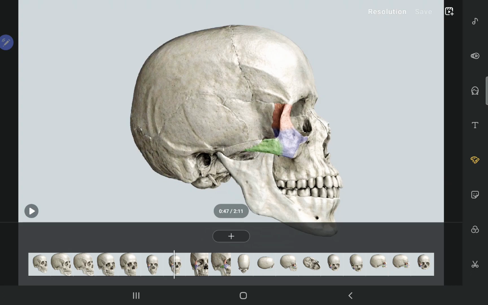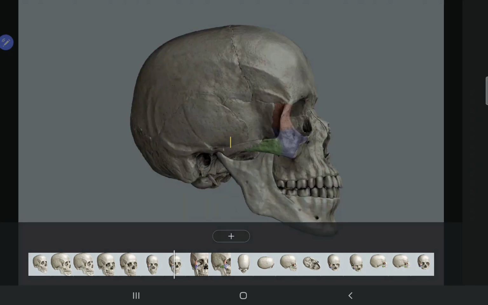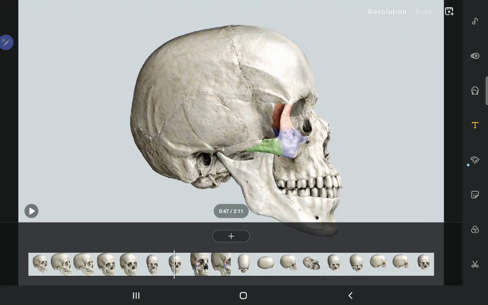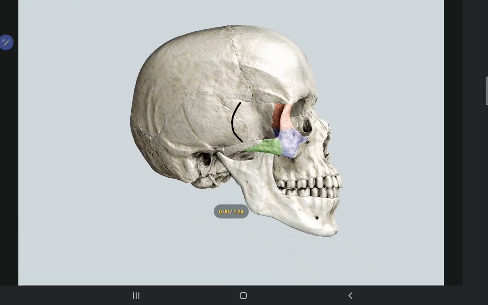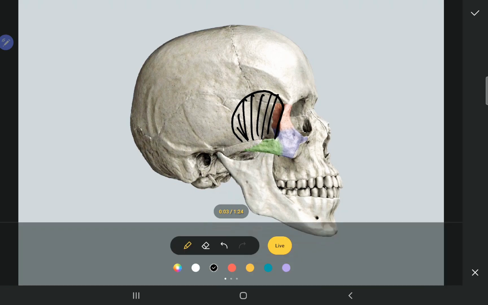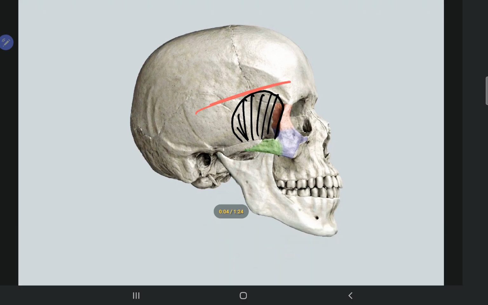Another approach which we have is the Gillies temporal approach. In the Gillies temporal approach, say this is the temporalis muscle, which is beneath the zygomatic arch. I'm going to show you. Up and above the temporalis muscle there is the superficial fascia.